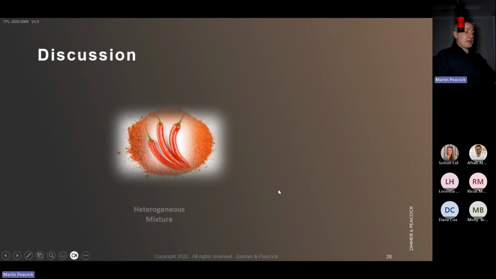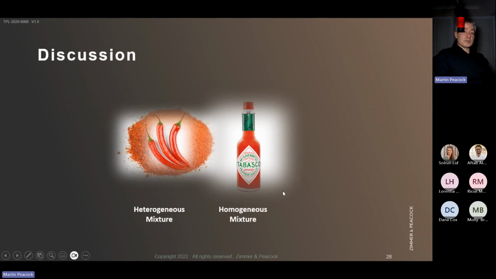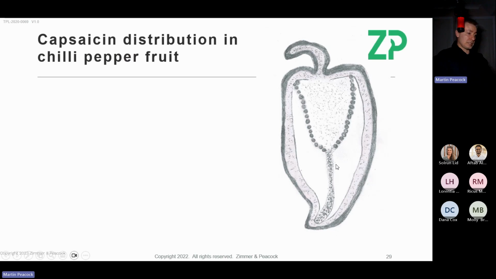So chilies and chili powders are what we call heterogeneous. I would say Tabasco sauce is something that's much more homogeneous, which just means that it's much more blended up, much more sort of pureed, whereas with powders, capsaicin is not evenly distributed through the powder, and it's definitely not evenly distributed through the fruit itself.